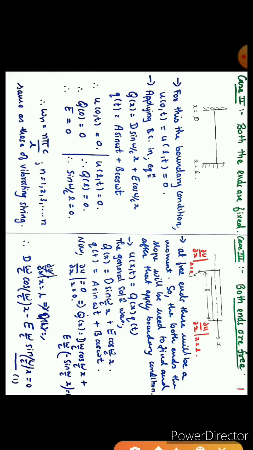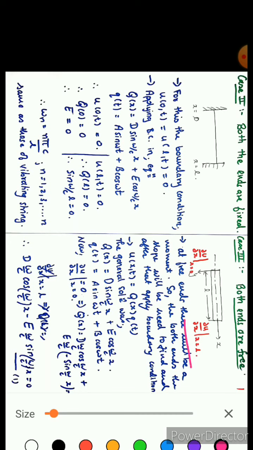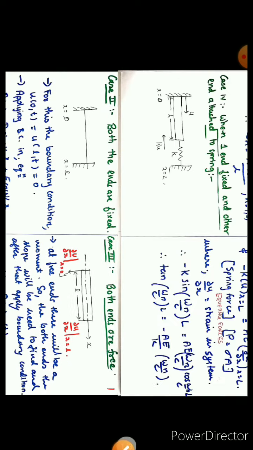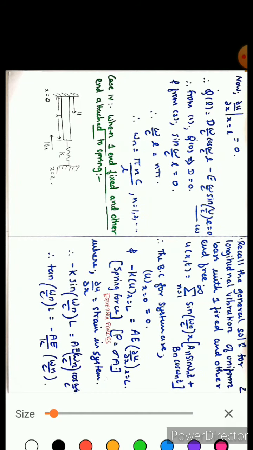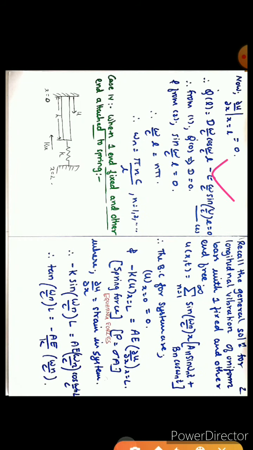Now at the other end, at the other boundary condition, as you can look, here also we need to find del u by del x. So again we'll go for this substitution. Now at the second boundary condition, del u by del x at x equal to L, again we'll go for it.